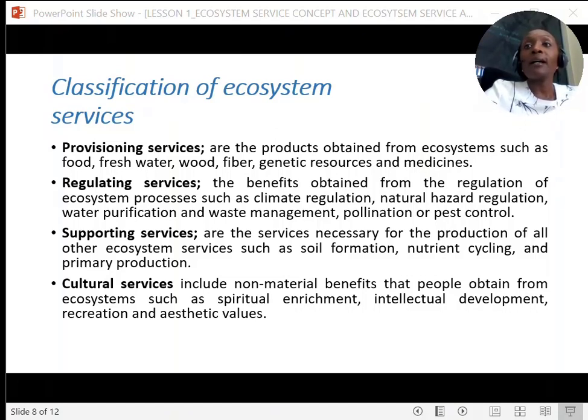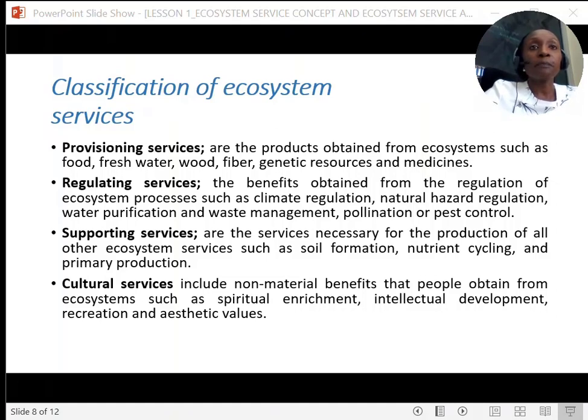So you notice that these are services that we cannot see. And most of the time, if you do not understand environmental processes, you might not realize that these are services that are being provided by our natural ecosystems. And you will realize that unlike the provisioning services, these are services that are normally left out of the economic analysis process.